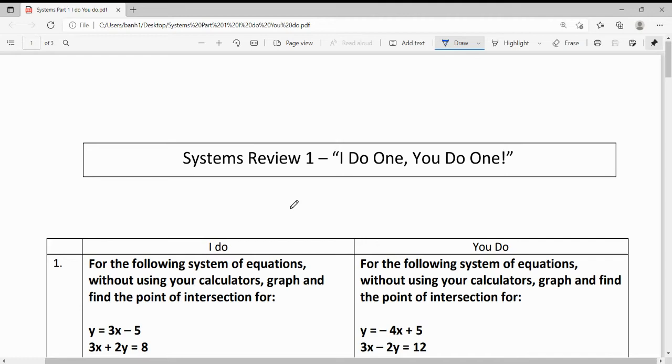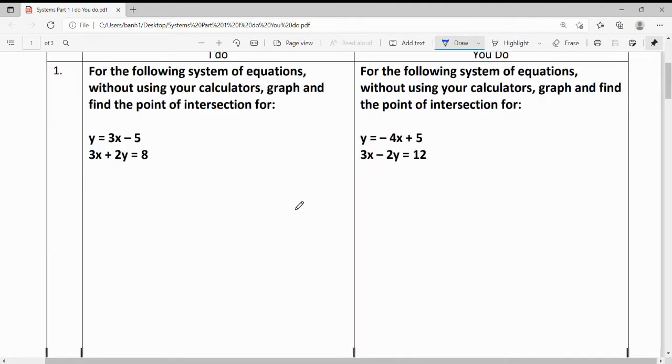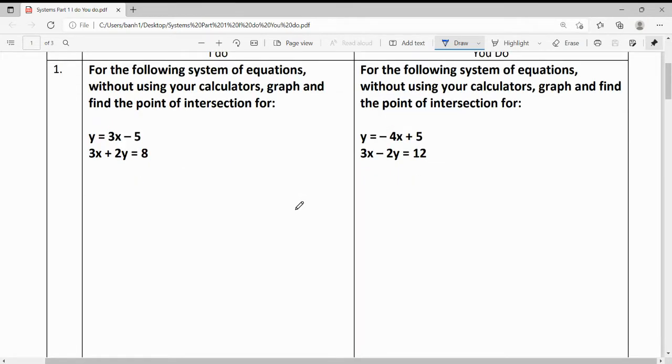Going to start by solving number one. So for number one, for the following system of equations, without using your calculators, graph and find the point of intersection. Before I even start, I'm going to start by labeling my equations. I'm going to call this equation one, and I'm going to call the second equation equation two. This just helps to make things look more neat and easier to see.